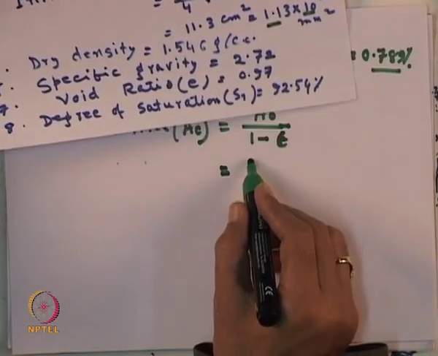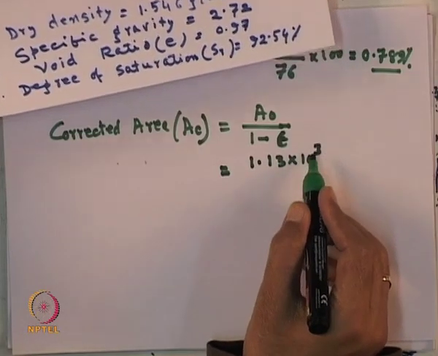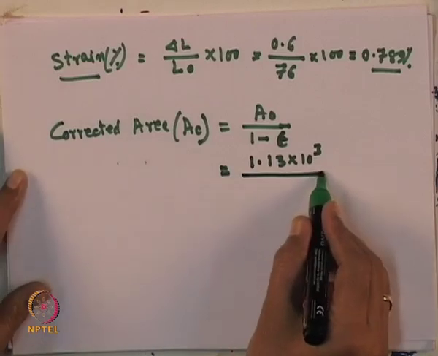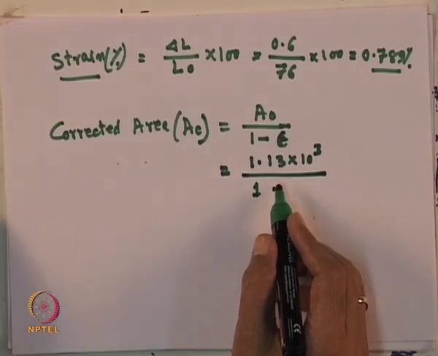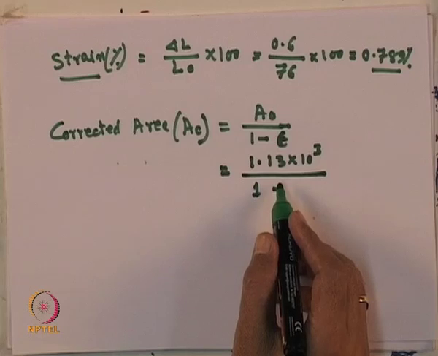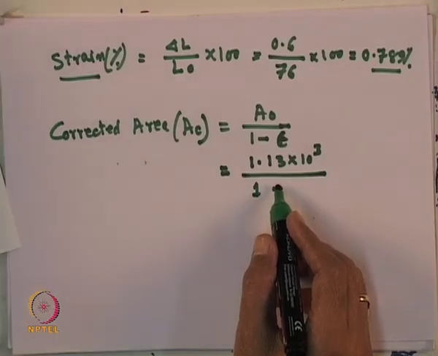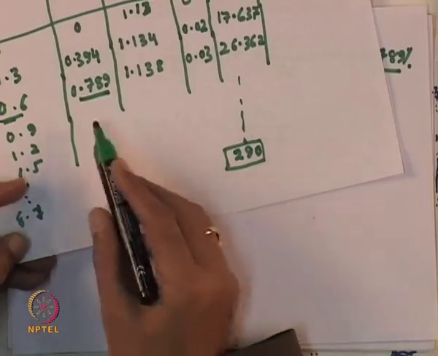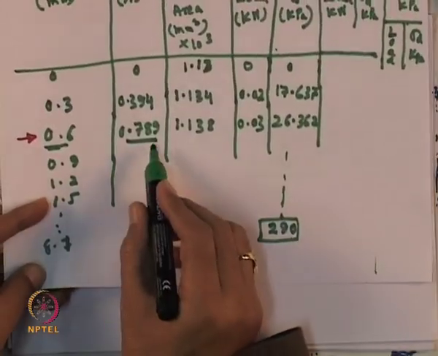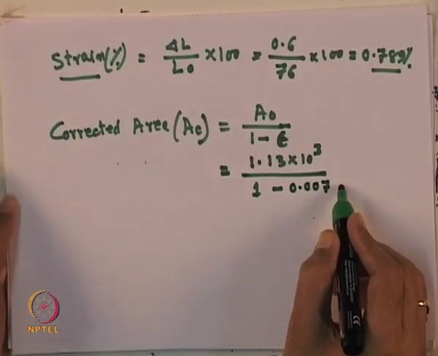So, we can write 1.13 into 10 to the power cube, divided by 1 minus epsilon. That means epsilon is equal to the strain value we have already shown, 0.789. In percentage it is 0.789, so as a fraction it will be 0.00789.